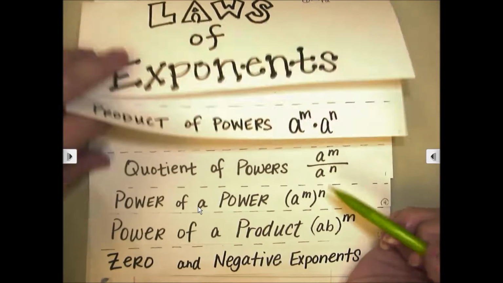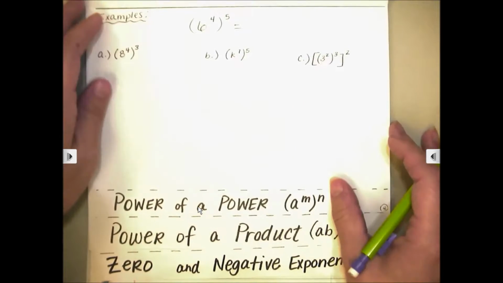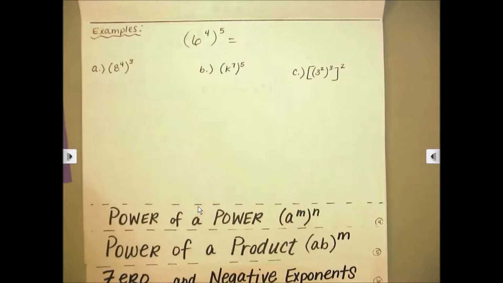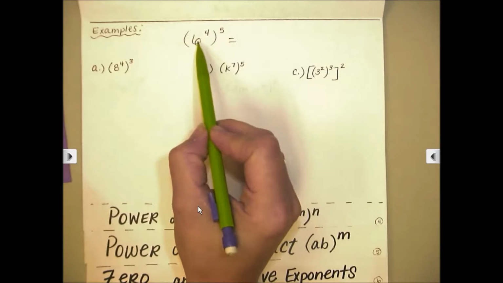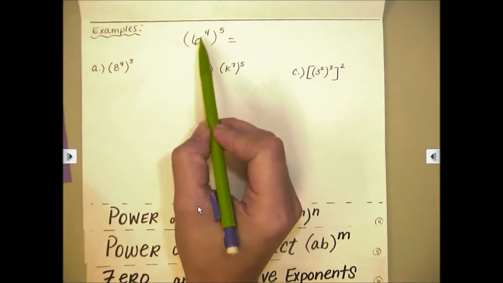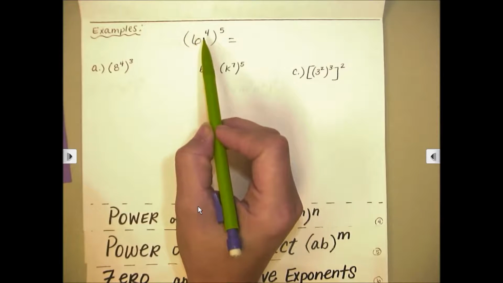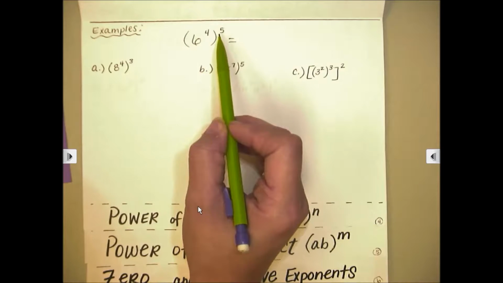So that's yesterday. We're moving into power of a power today. So it's the third tab in the foldable. Alright, it's power of a power. Instead of just looking at my base, I'm looking at this whole factor, this whole thing. How many times is 6 to the 4th power going to be a factor? 5 times. You got this exponent right out here to the side.